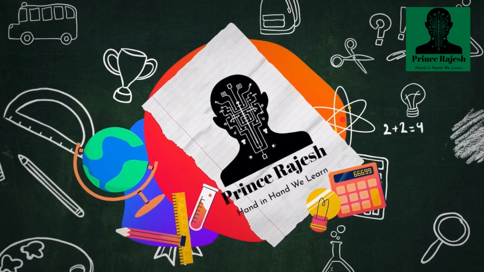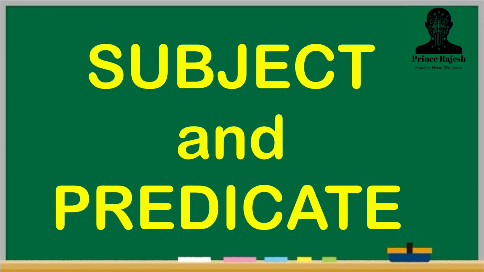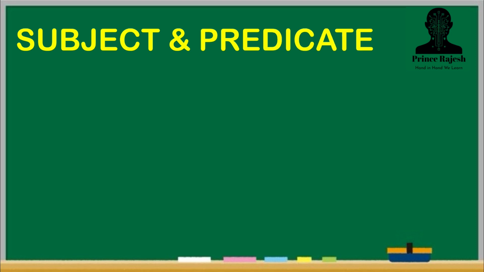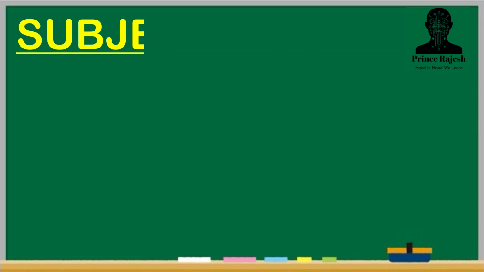I'm here with a new grammar topic. Today we are going to discuss subject and predicate. A sentence has two main parts, subject and predicate. This lesson will help you understand subject and predicate. At first we will learn what a subject is, then we will learn about the predicate. Watch the video till the end to understand better. So let's start with subject.